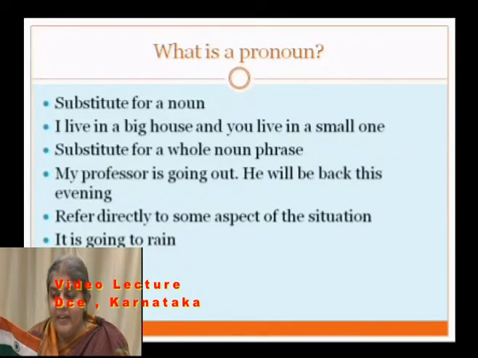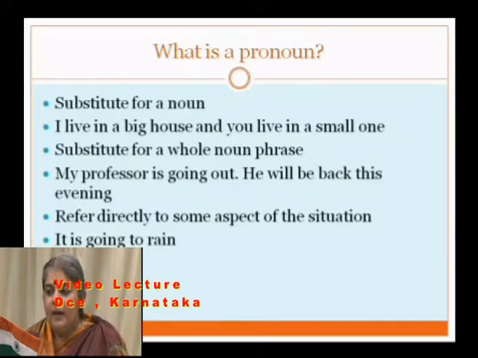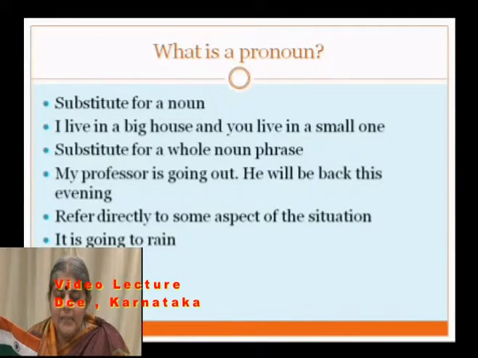I have given you an example here. I live in a big house and you live in a small one. Now, instead of repeatedly telling you big house, I have used what? One. A small one. That is a substitute for a noun. It is substituting what? A noun.